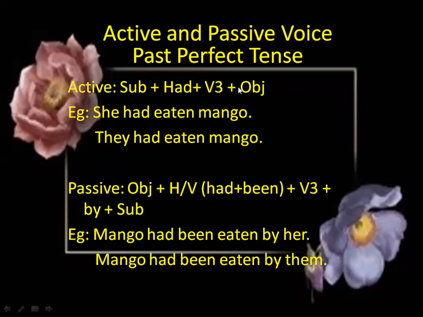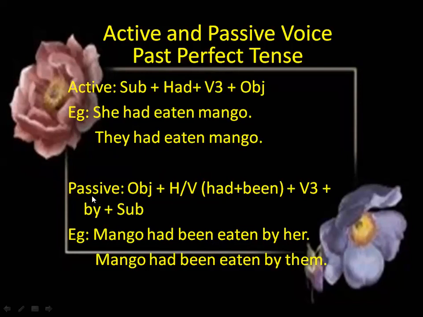Subject plus had plus v3 and then object. She had eaten mango. They had eaten mango. With both singular and plural, we have to use had over here. There is no discrimination between singular and plural subjects when we are using past perfect tense. So she had eaten mango, they had eaten mango.